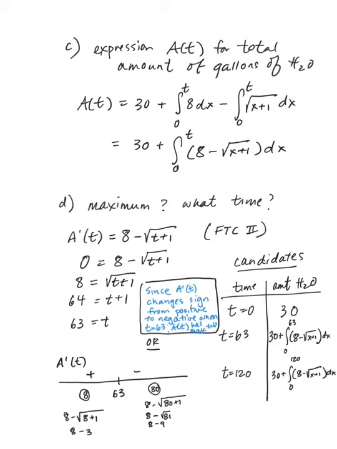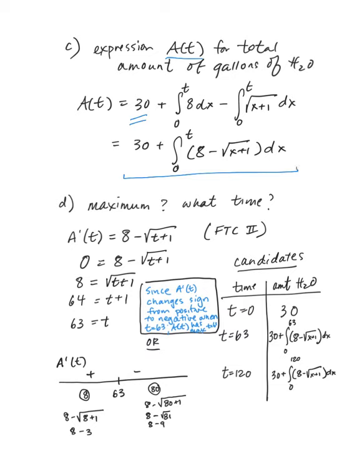All right, part C asks you to write an expression for A of t, the total number of gallons of water in the tank at time t equals t. Okay, so we have that 30, and then I'm going to integrate from 0 to t, because it's asking for an equation in terms of t, of 8 dx minus the amount that leaks out from 0 to t of the square root of x plus 1 dx. You can combine those into one expression if you'd like.